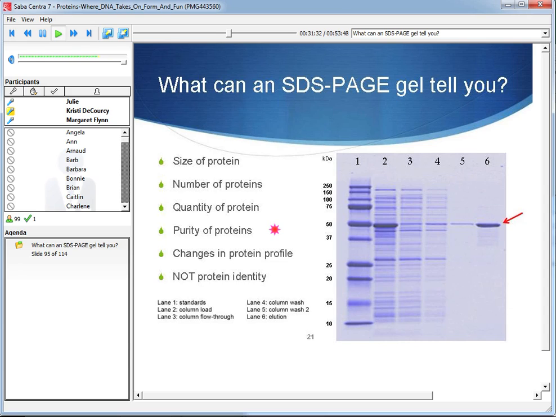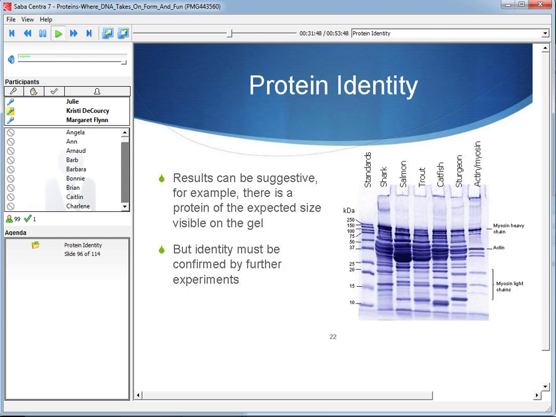What you can't tell from this is protein identity. There's no way to definitively say the identity of any one protein in there. You can make pretty strong guesses, but you can't say it definitively.